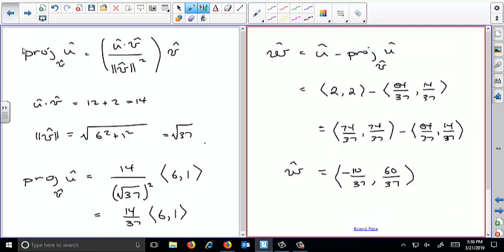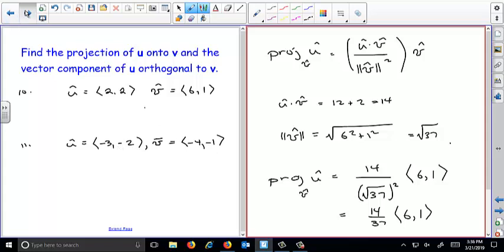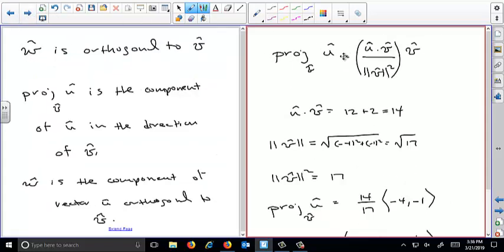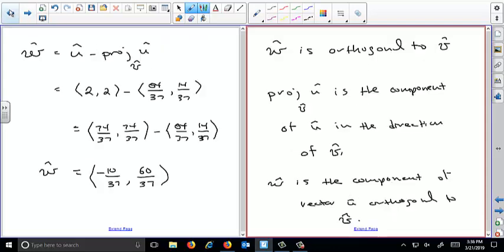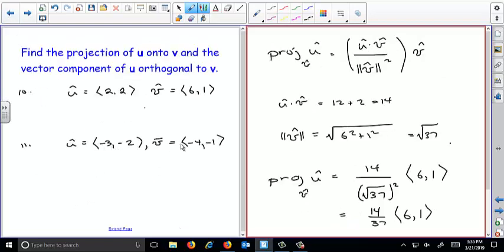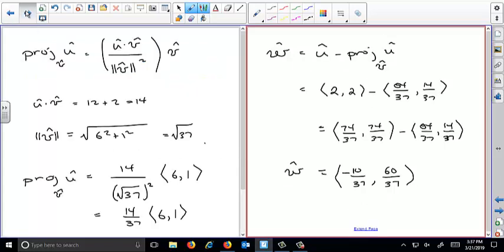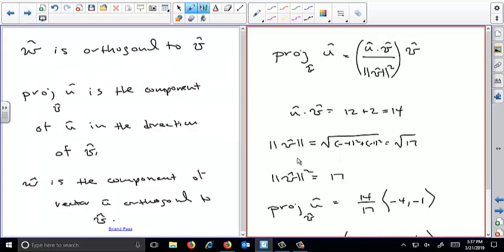Okay, so we have another problem. This one here. U is this, v is that. So let me show you the results for that. So again, here's the equation. The dot product of u and v. So you take negative 3 times negative 4, which is 12, and negative 2 times negative 1, which is 2. So actually, the dot product of these two problems is the same. It's 14. The magnitude of v is the square root of negative 4 squared plus negative 1 squared, so that's 16 plus 1, 17.